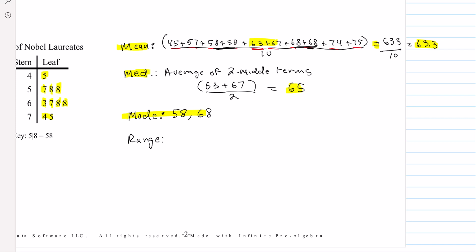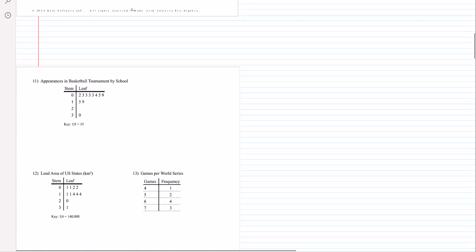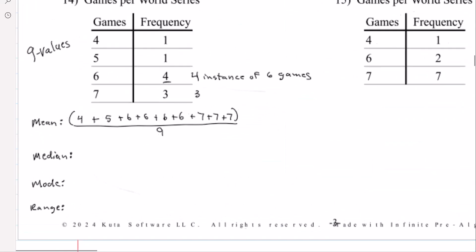And then for our range, the highest value is 75. We can get that right here. And our lowest value is 45. So the range of those values is 30. Okay, let's see if there's one other method. Frequency table.